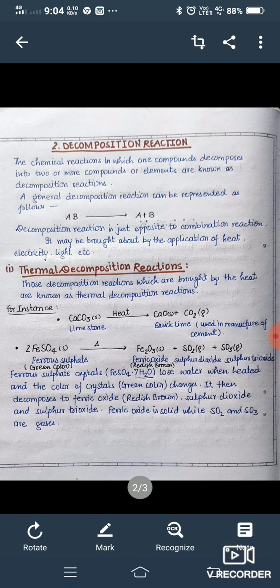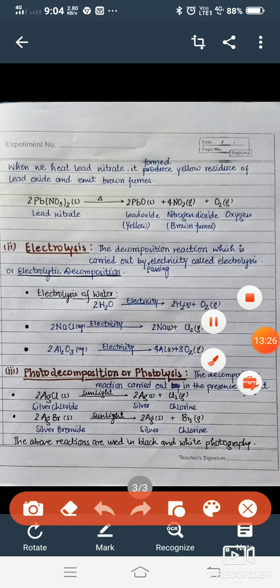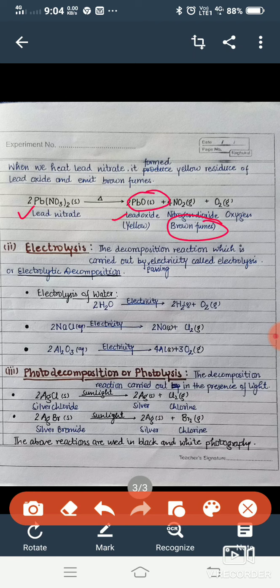Take one more example here. This is also very important. If we heat lead nitrate, then it decomposes and forms a yellow substance and emits brown fumes. Here the yellow substance is lead oxide and the brown fumes are nitrogen dioxide.